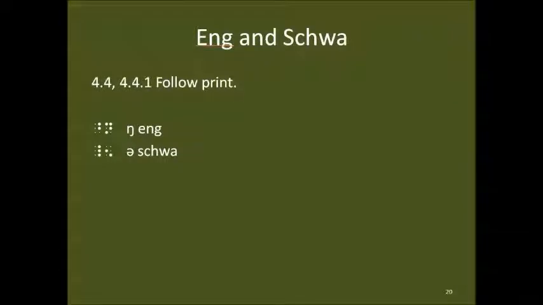The Eng and Schwa, we just braille them when and where we see them. The Eng has a special symbol. It's dots 4, 5, and then N. And the Schwa has a special symbol with dots 4, 5, 6, and then 2, 6.